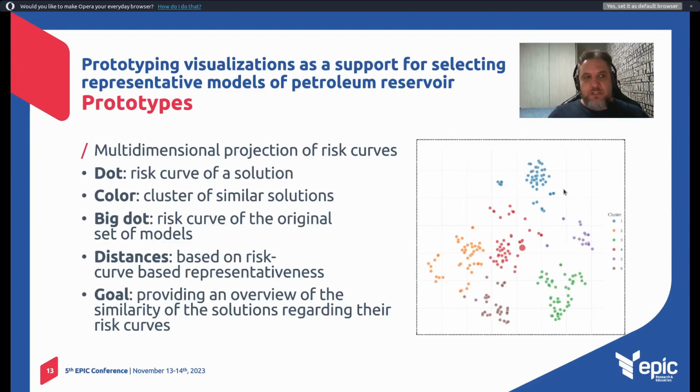Each point on this graph represents a solution. A solution contains a representative set of models. Points close together can represent solutions that are similar according to a distance measure. This distance measure could be the area between risk curves, as shown above.